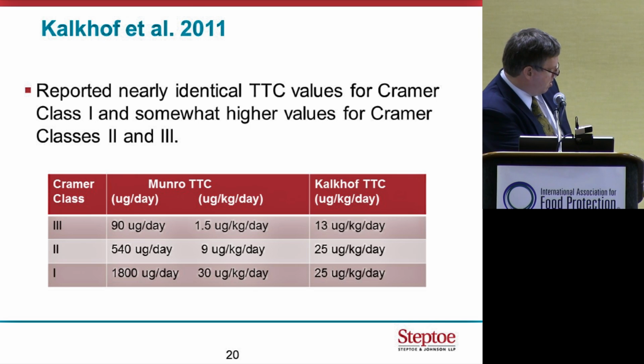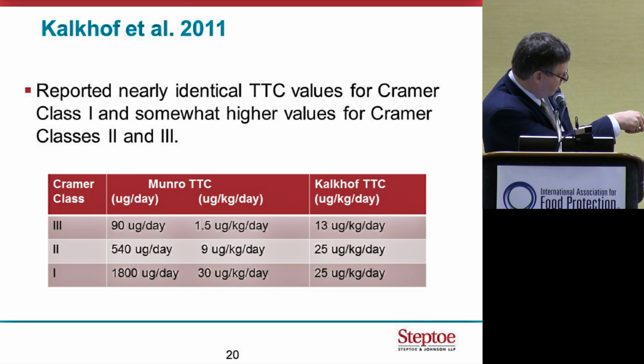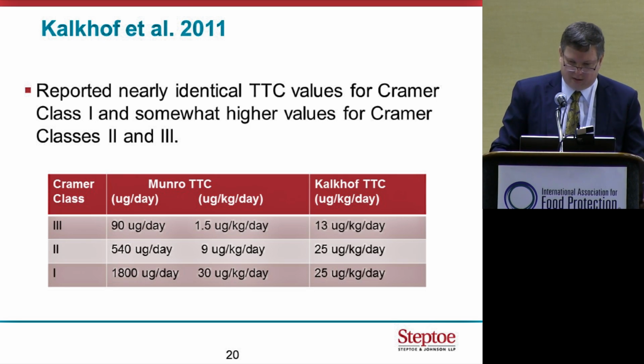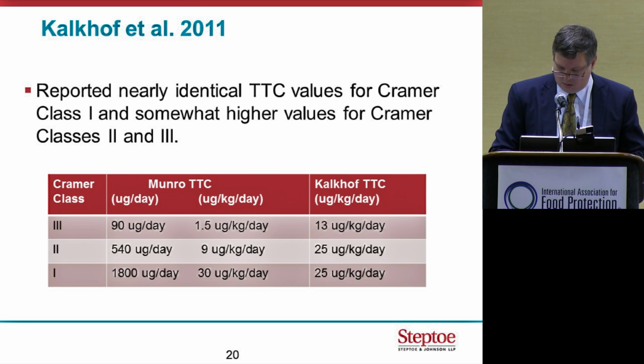So for organohalide compounds, we have a TTC of 18 micrograms per person per day. For the class 3 compounds, 90 micrograms per person per day. Class 2 is 540, and class 1, the least potent, is 1800. And so this combines structure activity used in FDA's threshold of regulation analysis with a non-cancer analysis.